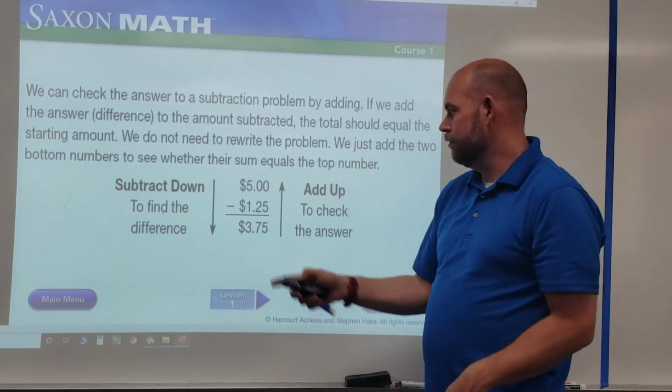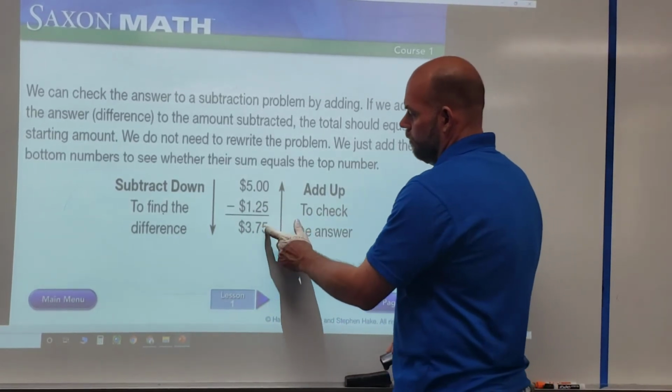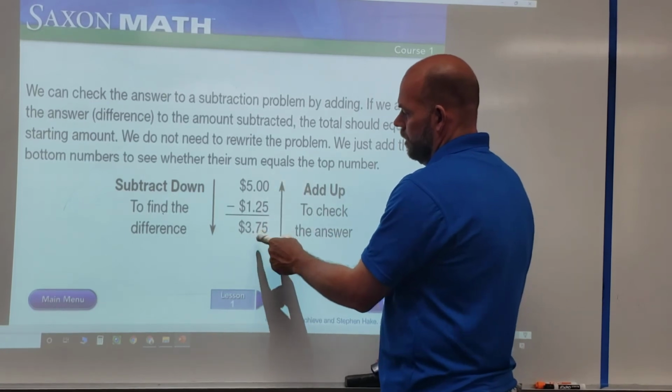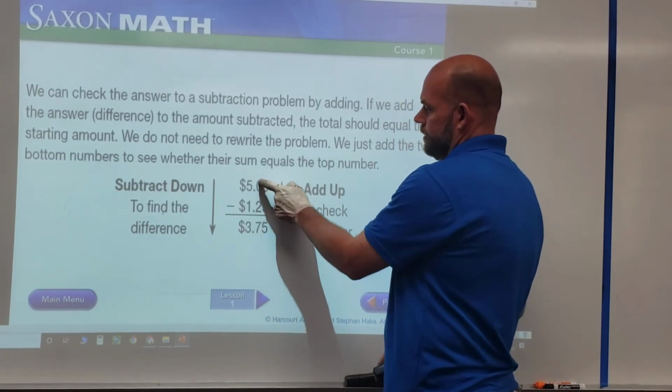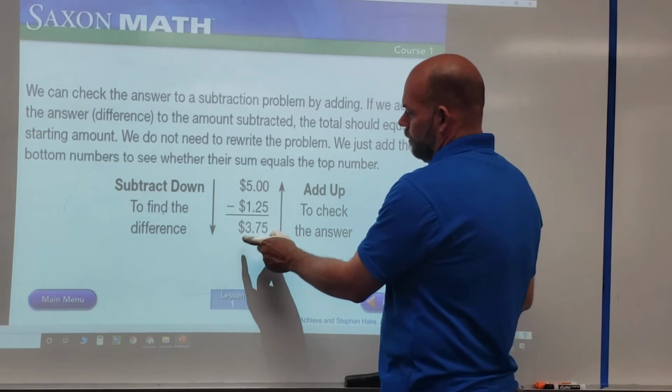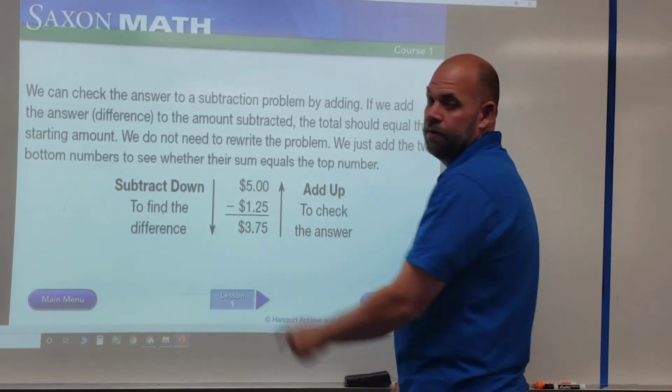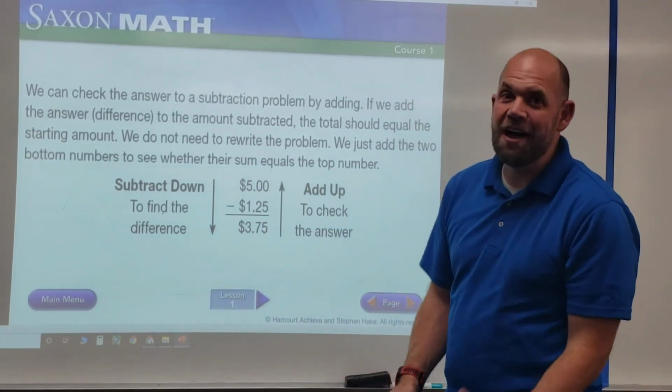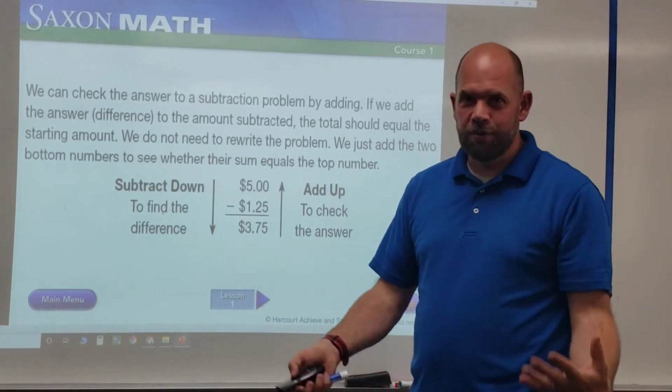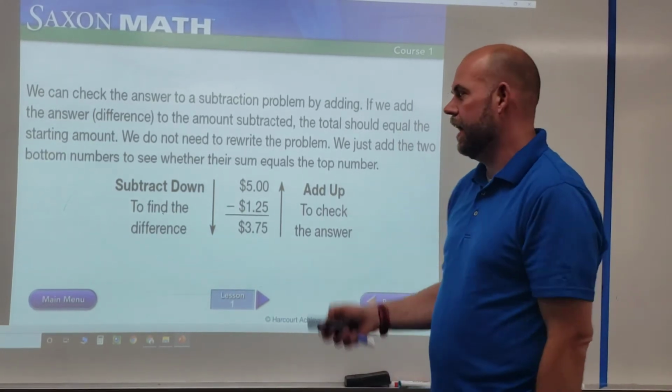We just need to add the two bottom numbers. And here we can do 5 plus 5 is 10, carry the 1. 7 plus 1 is 8, plus 2 is 10, carry the 1. 3 plus 1 is 4 plus 1 is 5. So it checks out. I love math because you can be sure of your answer. It's always going to check out.